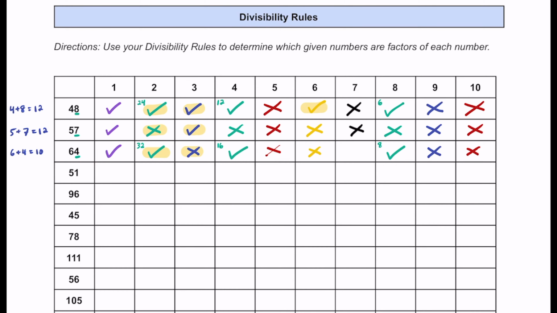Now for 7, let's go ahead and double the last digit of 4. So 4 times 2 is 8. 6 minus the 8 is -2. -2 is definitely not a multiple of 7, so that's going to fail.